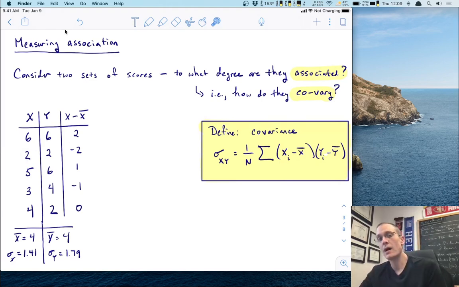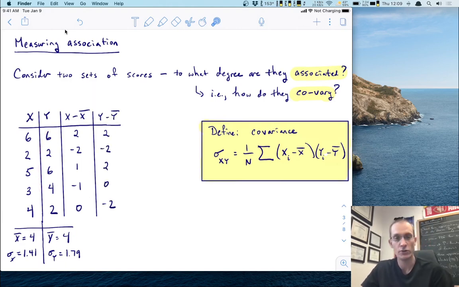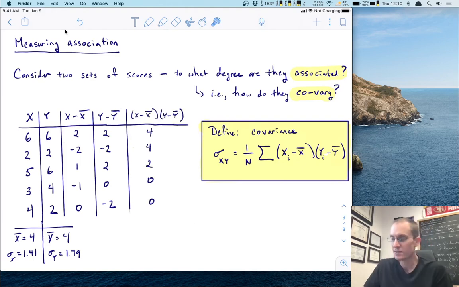We're going to multiply those by the deviation scores for the y's. So we need to take each of these y values and subtract the mean 4. We do that here. Similar to the x column, if we take 6 minus 4, we get 2. This one's a little different. 6 minus 4 gives us a 2 here. 4 minus 4 gives us 0, etc. So these are the two deviation scores. Now the covariance is the average of their products, so we need to multiply the deviation scores together. This x minus x bar times y minus y bar is going to give us 2 times 2, which is 4.